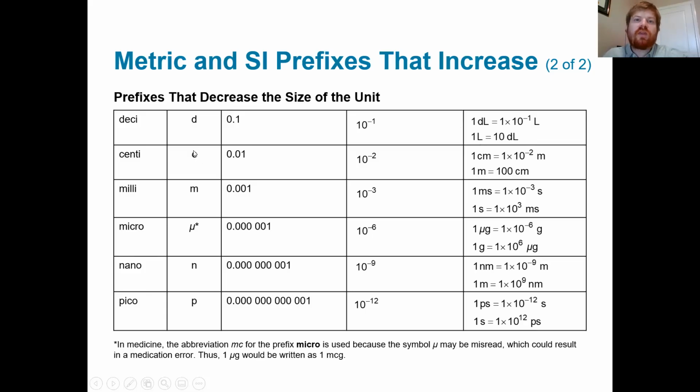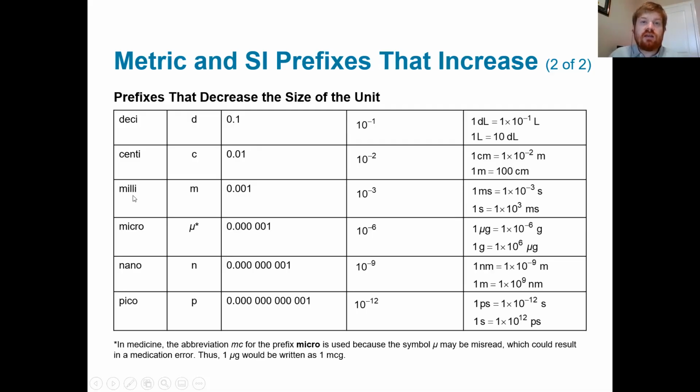Centi you're probably familiar with in terms of centimeter, because you may recall, there's 100 centimeters in 1 meter. Well, centi is a prefix that means 0.01 or 1/100th of a unit that we're talking about. Now that translates to 10 to the negative 2 in terms of scientific notation. So we have that 1 centimeter is 10 to the negative 2 meters, or it's 0.01 meters. And then that also means that 1 meter is made of 100 centimeters. Okay, so hopefully this is making sense so far.